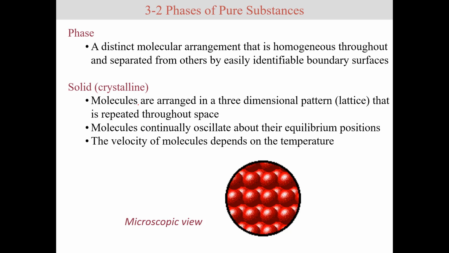Phase. A phase is a distinct molecular arrangement that is homogeneous throughout and separated from others by easily identifiable boundary surfaces. There are three basic phases. One is solid. In a solid phase, molecules are arranged in a three-dimensional pattern that is repeated throughout the space. Molecules continuously oscillate about the equilibrium positions, and the velocity of the molecules depends on the temperature.